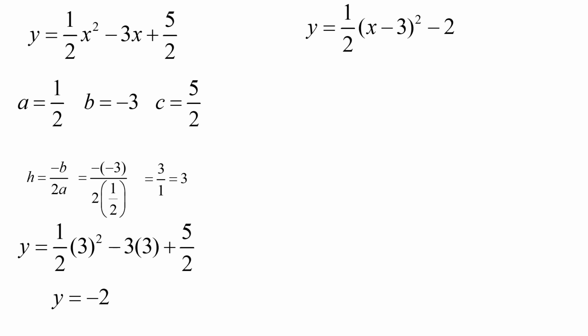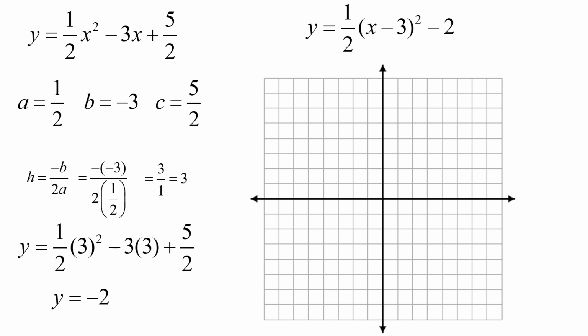So now in vertex form, I'm going to take the a value from my original equation, which is 1/2, so y equals 1/2 (x minus 3) squared minus 2. Now that I'm in vertex form, I can go ahead and graph this. I'm going to start at positive 3, negative 2.